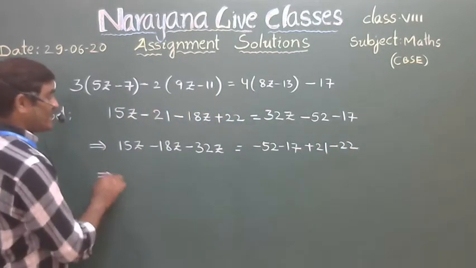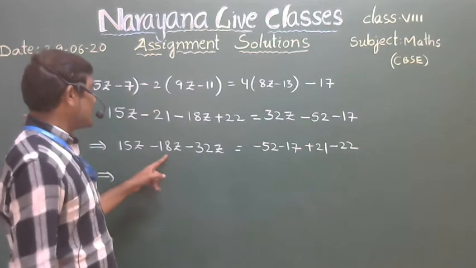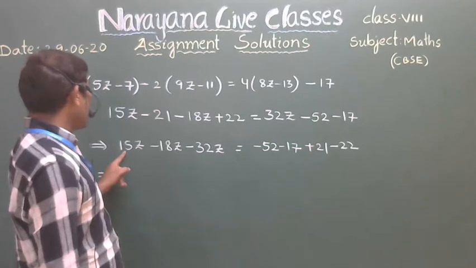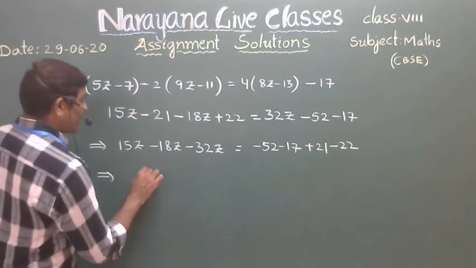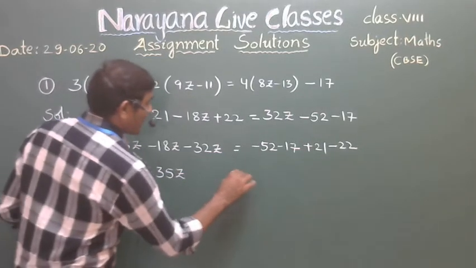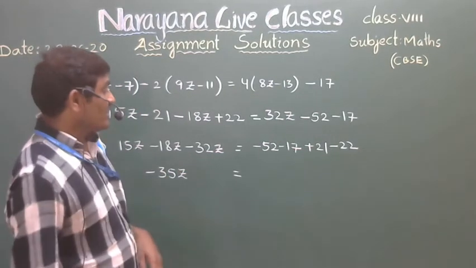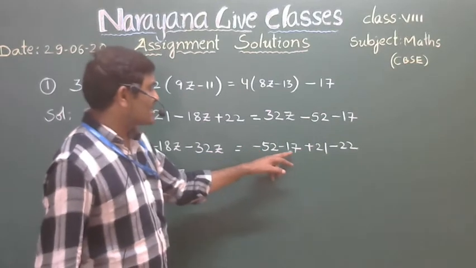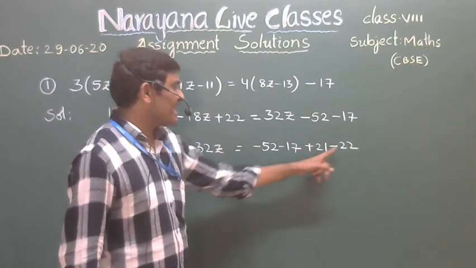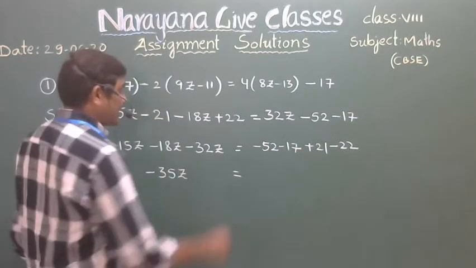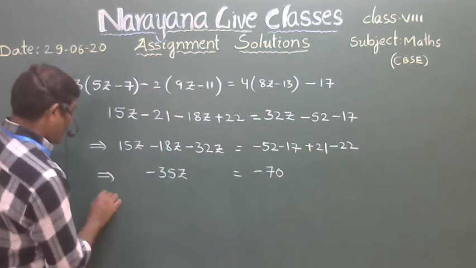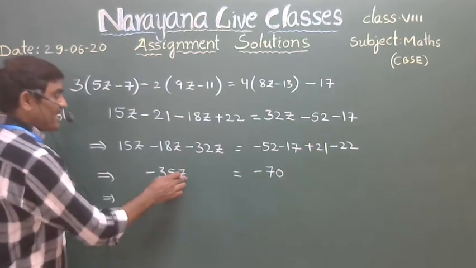Now here see that on the left hand side, 15z minus 18z minus 32z, that is minus 35z. So when you simplify, we get minus 35z equal to the right hand side. So minus 52 minus 17, minus 69, and here minus 1, minus 70. When you simplify positives and negatives, now minus 35 is multiplied with z.